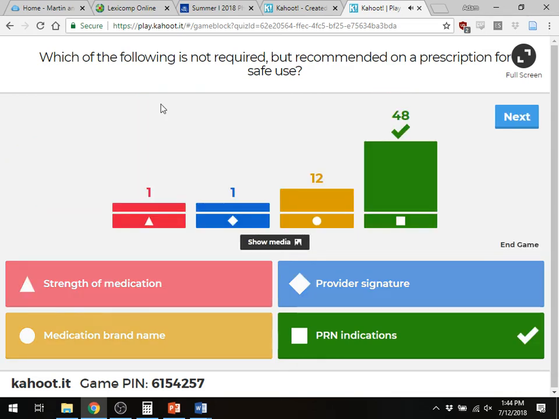All right, good. So do you need the strength of medication? Yes, you have to include that, right? So that way we actually know what we're dispensing. So again, it's the tablet size or the concentration of the product. We need to have that. Good. Provider signature, do you have to have that? Yes, you have to have someone sign off on that.